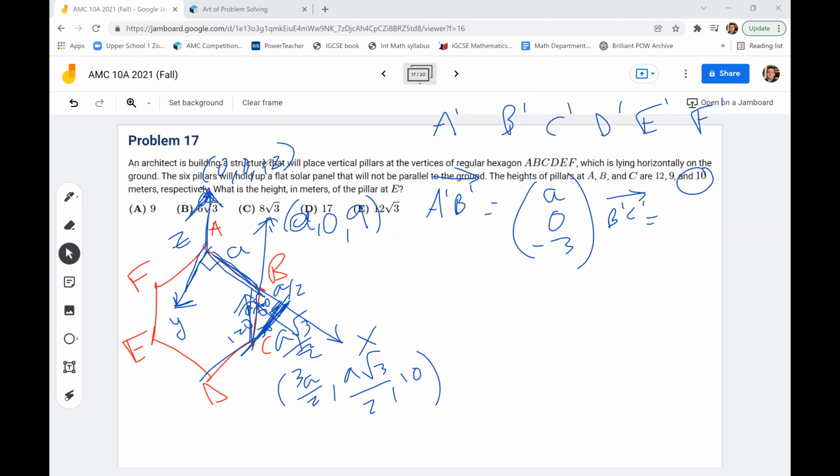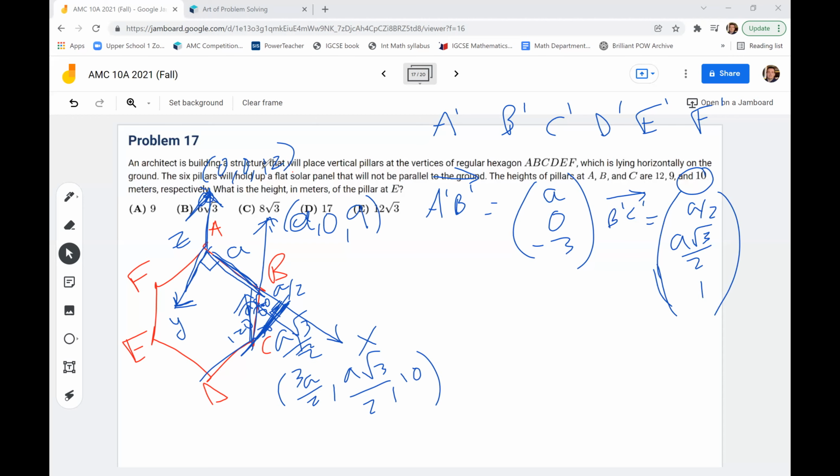The way I can do that is the same thing. 3a over 2 minus a would be a over 2. Then a root 3 over 2 minus 0 is a root 3 over 2, and 10 minus 9 is 1. So vector B'C' is (a/2, a√3/2, 1).